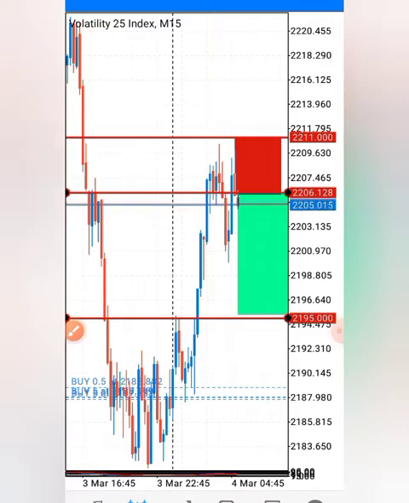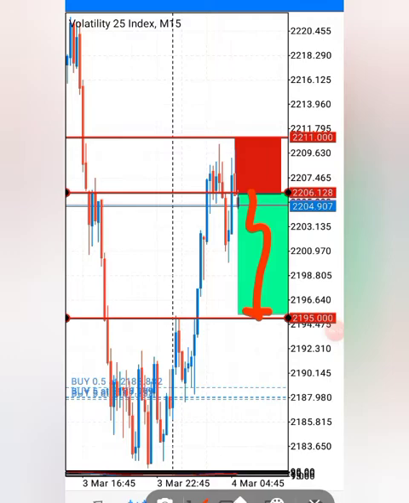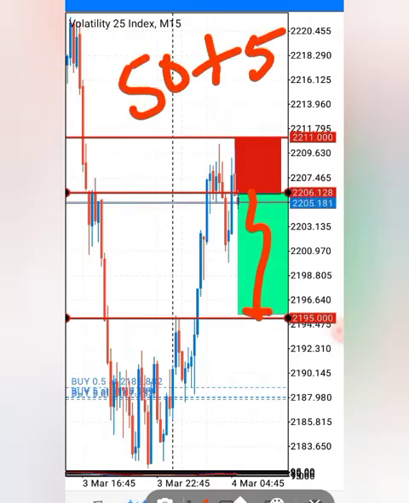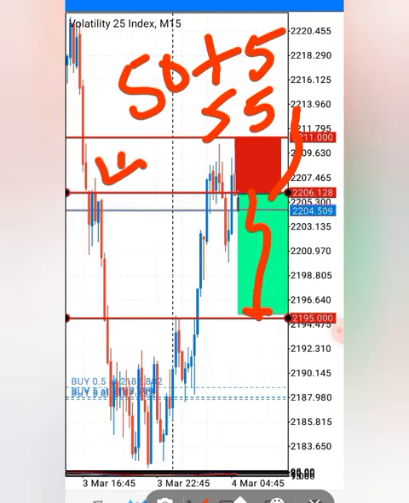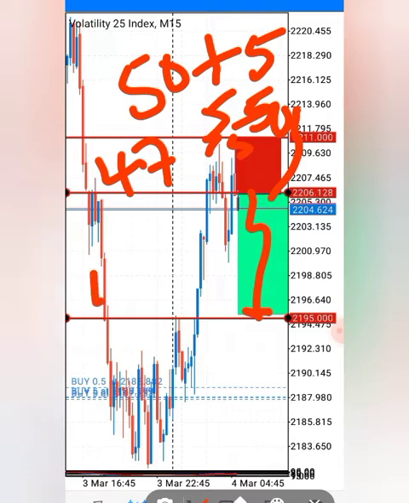So if the market goes for me and pushes down to this very point, I will have $50 plus 5. So I'm up $5. So my total will be $55. But if the market goes against me, that means I'll be going down to $47.50. That is what I'll be left with.